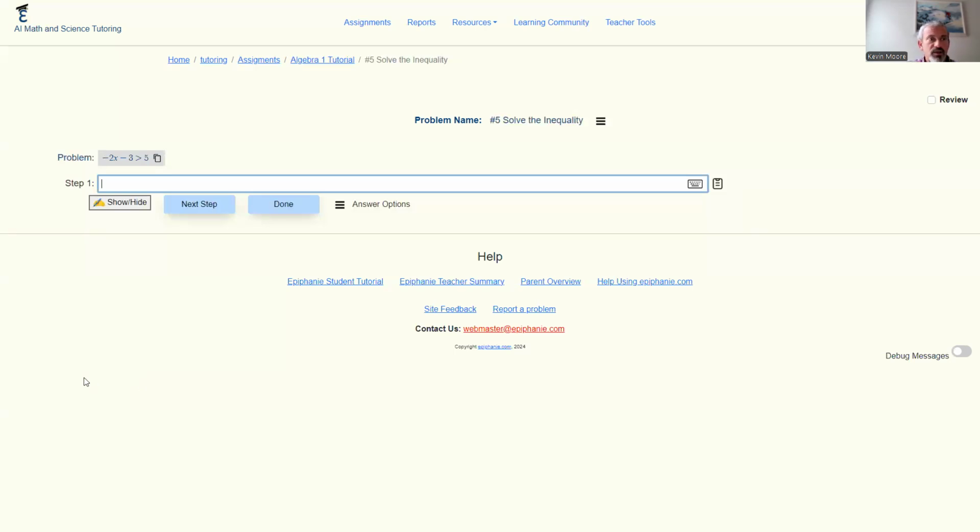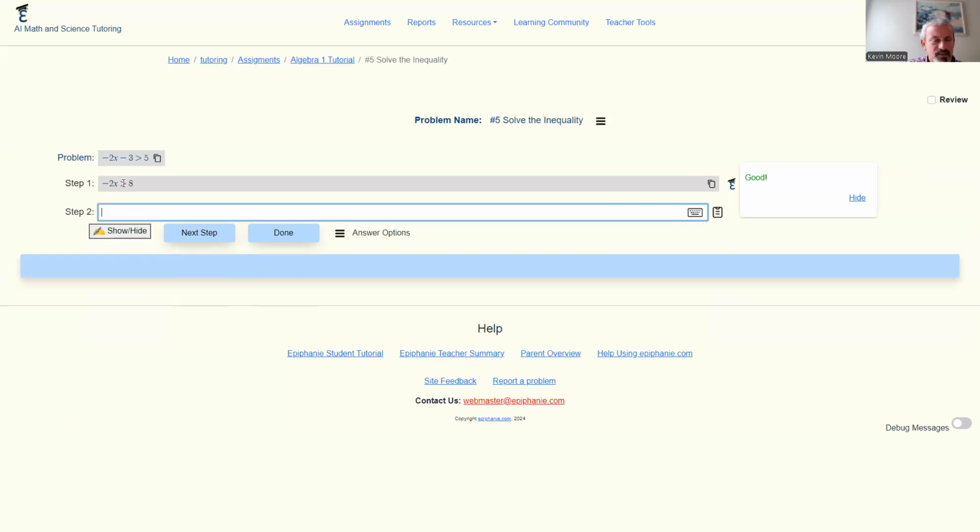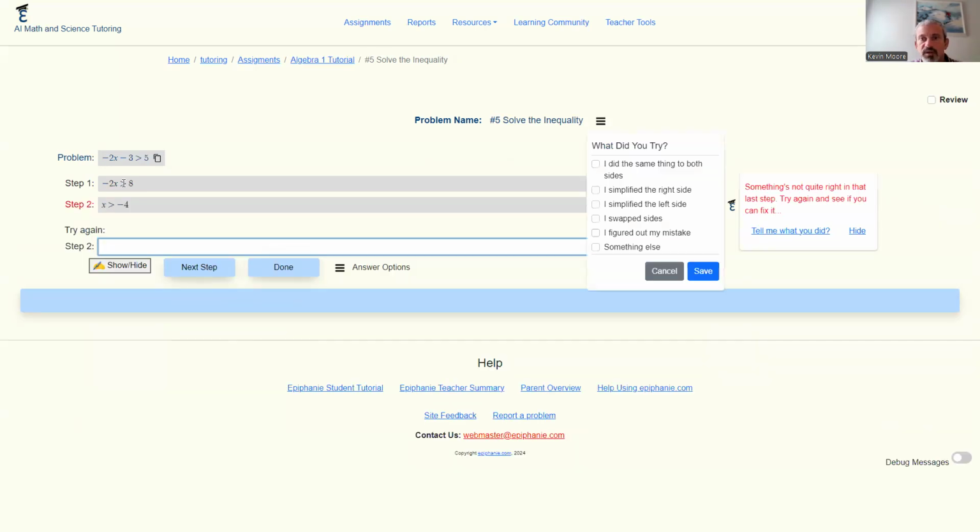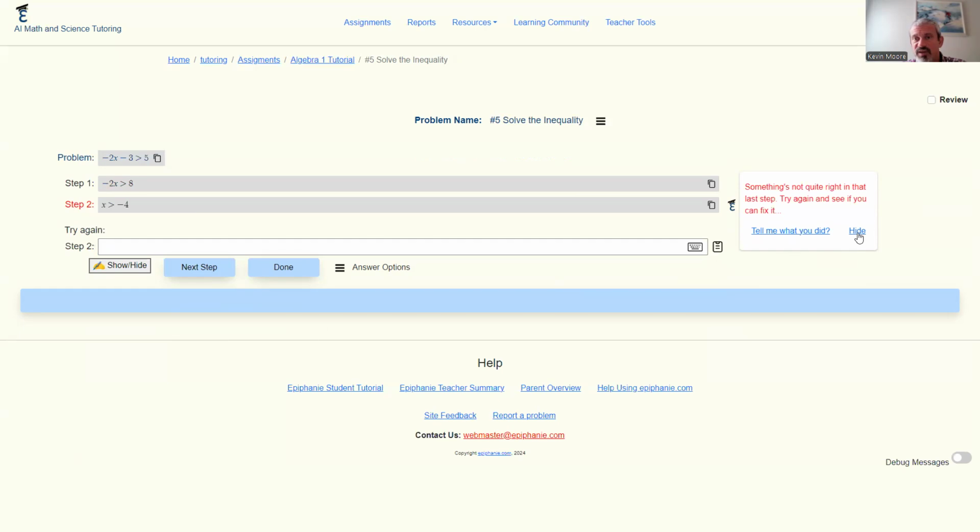Here we have an inequality. These work exactly the same way. I'm going to start off by adding 3 to both sides, and I get negative 2x is greater than 8. And I'll make the mistake a lot of students make and divide by negative 2, and I say x is greater than negative 4. Oops. I made a mistake there. You've got to reverse the symbol when you do that.